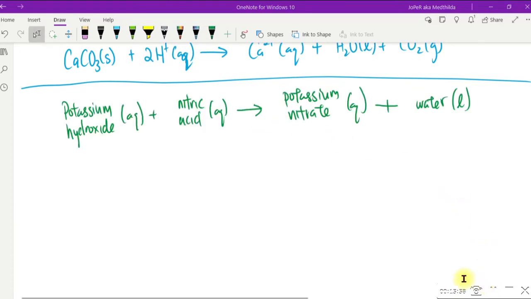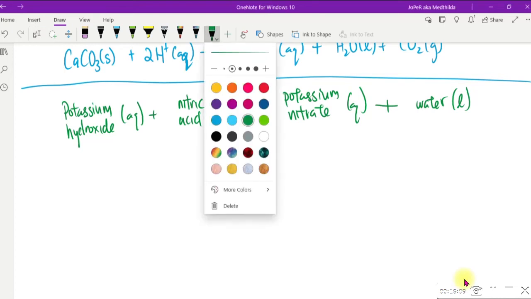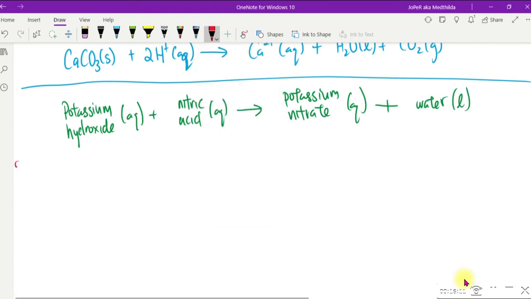Now, our last equation I'm going to do is potassium hydroxide aqueous plus nitric acid aqueous, giving me potassium nitrate aqueous plus water liquid. So first thing, let's do the most important one. Let's get the balanced chemical equation. So get the chemical equation and balance it. So potassium hydroxide is KOH aqueous. Have a blank space in front just to make sure that you are able to balance it.